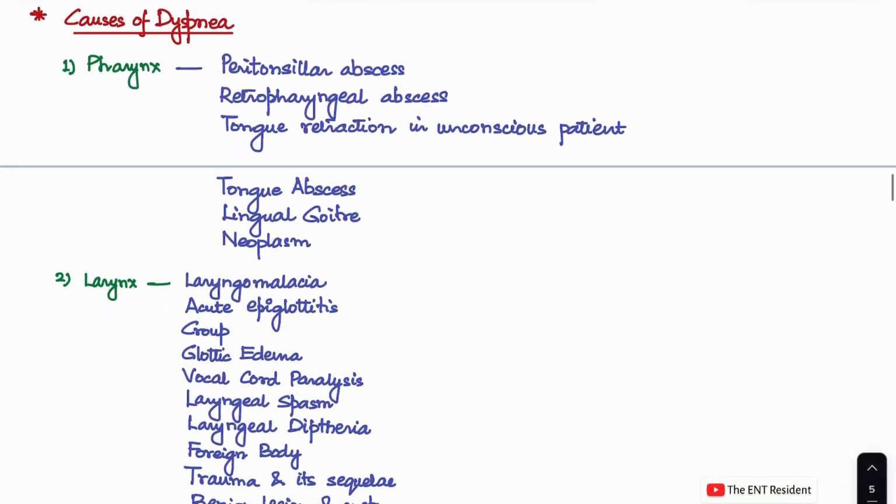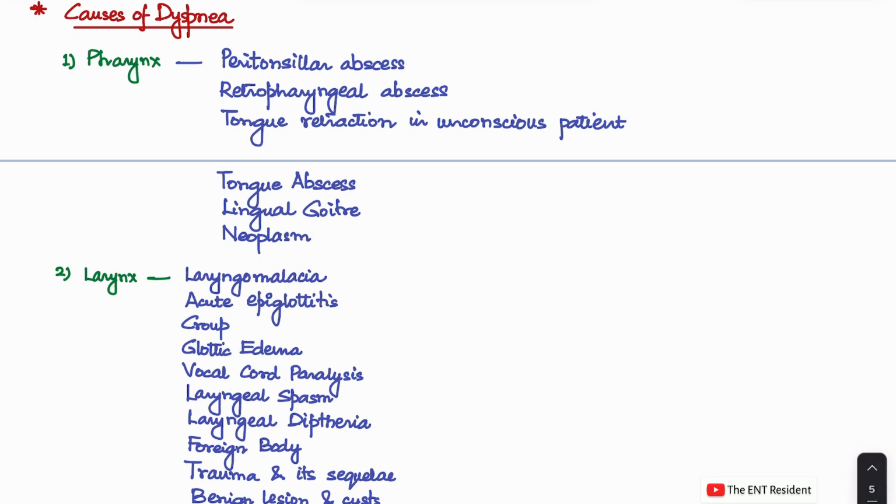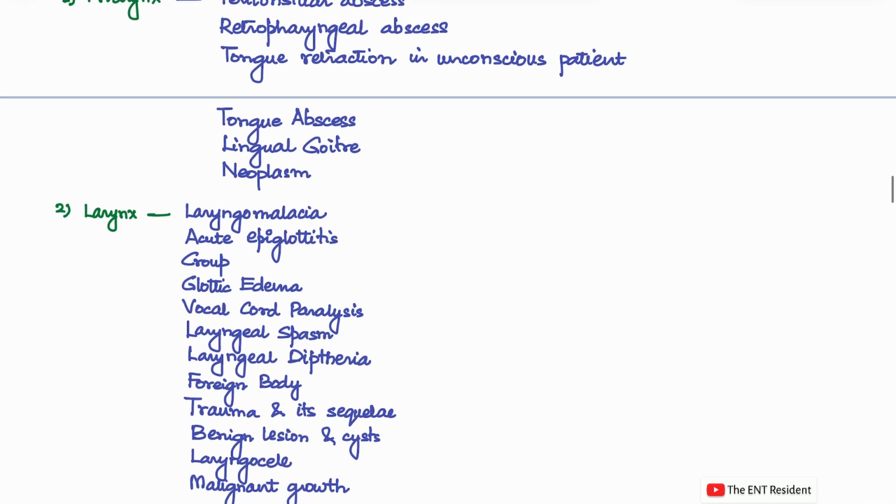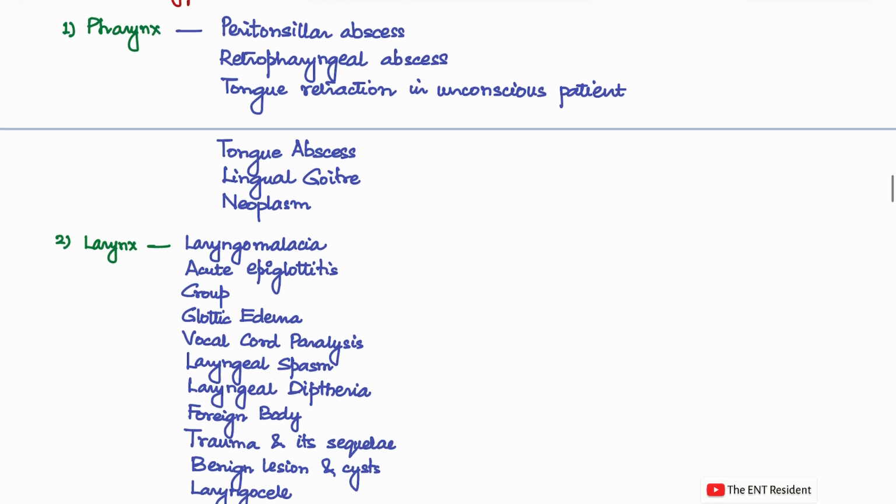Next, we move on to the causes of dyspnea. The cause of dyspnea can be at different levels. It can be at the level of pharynx, it can be at the level of larynx, or it can be at the level of the tracheobronchial tree. Some examples are, if it is at the level of pharynx, it can be due to an abscess. The abscess can be in the peritonsillar area, the parapharyngeal area, retropharyngeal area, in the tongue. There could be a lingual goiter or any malignancy.